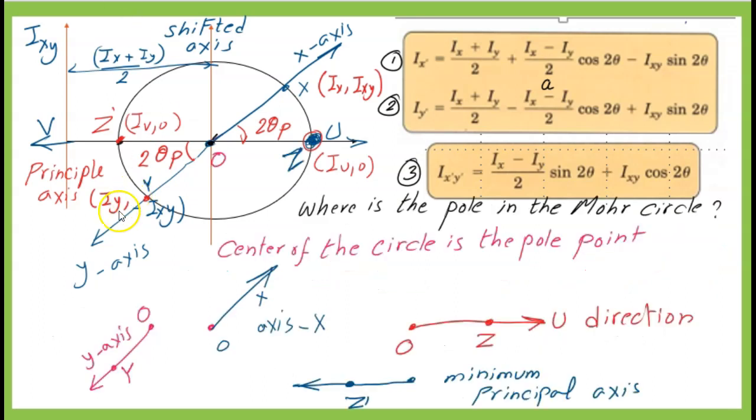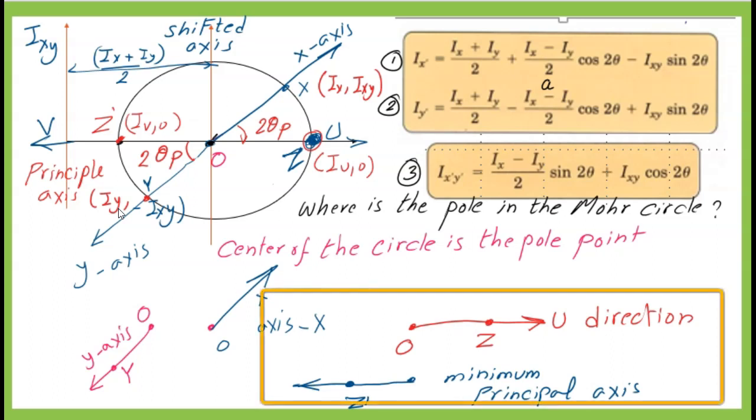From the next slide, the pole point in Mohr's circle of inertia is the point from which you can get direction, and the center of the radius is the pole point. When we join to point x, it will give the x axis, while joining with point y, you can get the y direction. Similarly, a line from the center of the circle to point capital Z will give the principal maximum direction or the u direction.